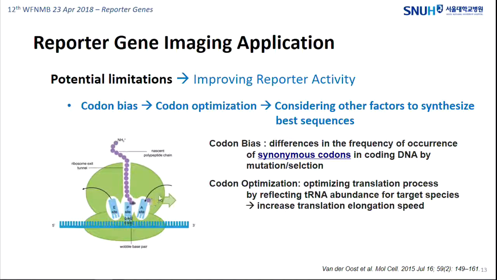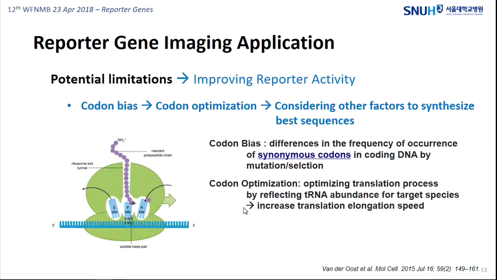But the tRNA population is quite different between the species. So if we can change the codon to the one frequently existing in the tRNA population in a certain species, then the elongation of translation can be facilitated. So on that principle, codon optimization is frequently performed. Codon optimization refers to optimization of the translating process by reflecting the tRNA abundances for the target species, so it can increase the translation.